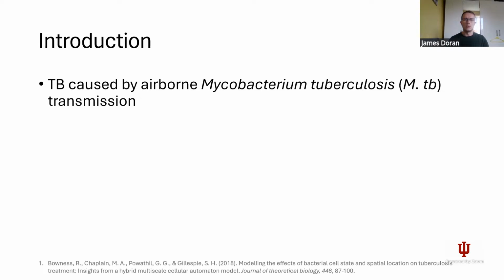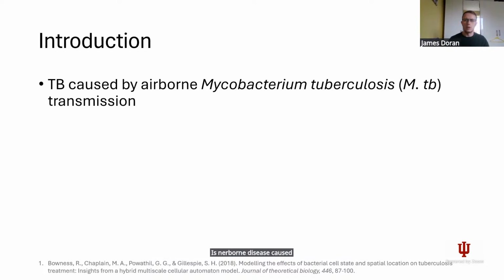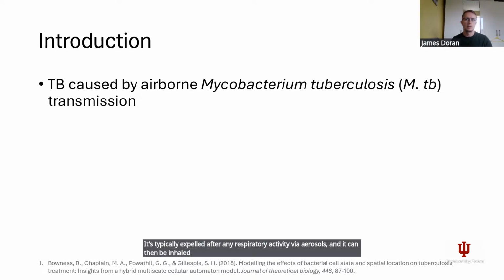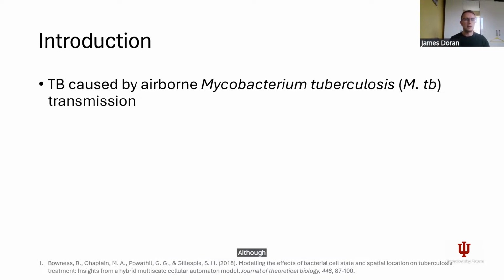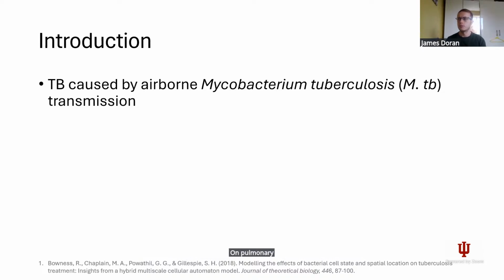So tuberculosis, or TB, as I'll typically shorten it to for the rest of this talk, is an airborne disease caused by inhalation of the pathogen Mycobacterium tuberculosis, or shortened hereafter to MTB. It's typically expelled after any respiratory activity via aerosols, and it can then be inhaled by susceptible individuals. Although TB infection can occur in any part of the body, it usually occurs in the lungs. So I'm mainly focusing on pulmonary tuberculosis for the rest of this talk.